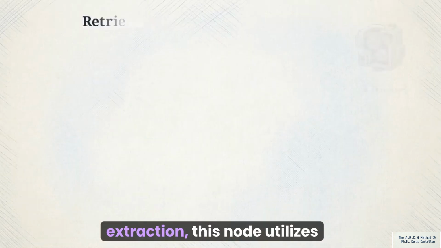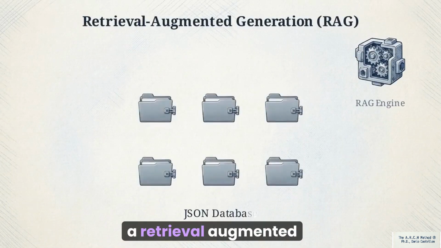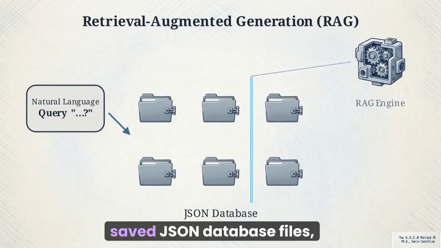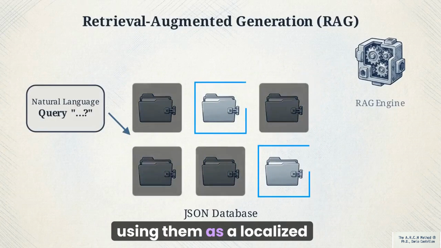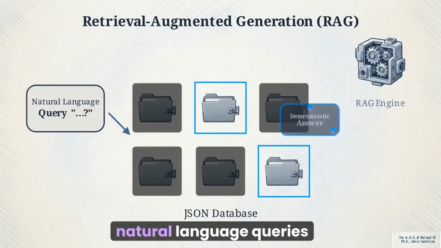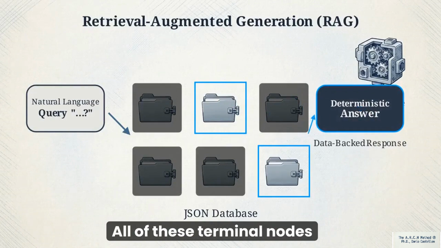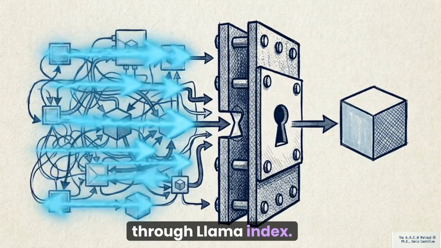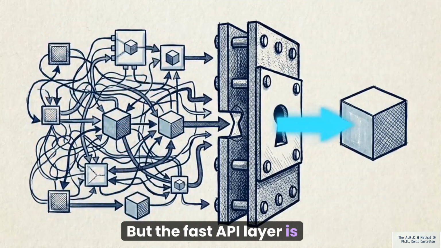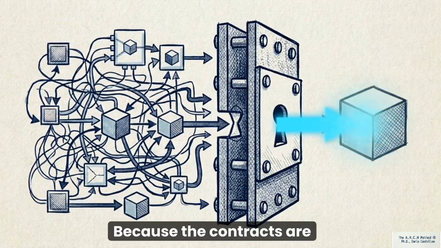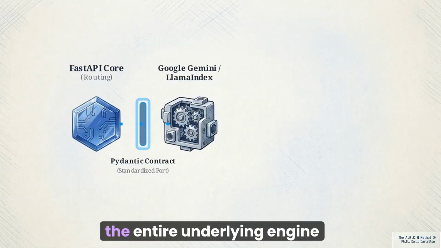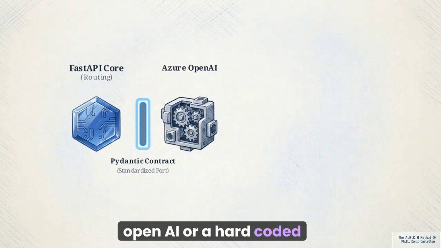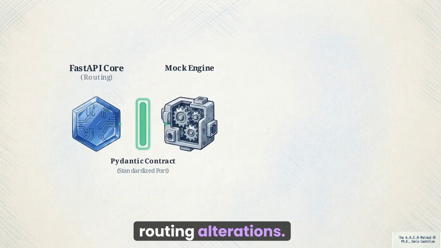Rather than basic extraction, this node utilizes a Retrieval Augmented Generation, or RAG, architecture. It points directly at the saved JSON database files, using them as a localized knowledge base to answer natural language queries about the claims. All of these terminal nodes are currently powered by Google Gemini, routing through Llama Index, but the Fast API layer is intentionally blind to that fact. Because the contracts are strictly decoupled, the entire underlying engine could be swapped for Azure OpenAI or a hard-coded mock engine, with zero routing alterations.